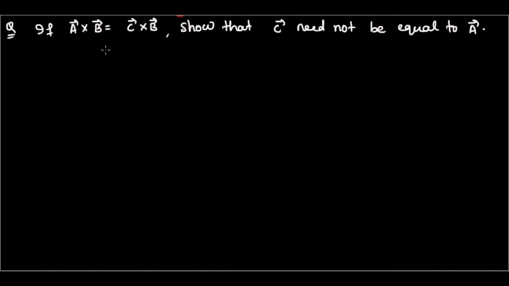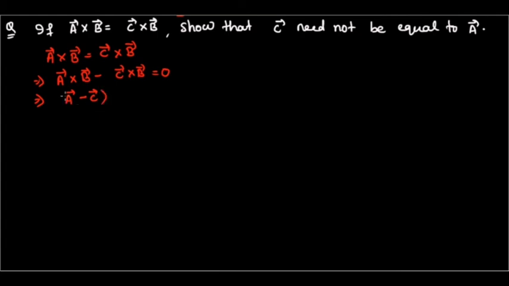So now look at the next question. The question is, if A vector cross B vector is equal to C vector cross B vector, then show that C vector need not be equal to A vector. So it is given that A cross B is equal to C cross B. That implies I can write it like this: A cross B minus C cross B is equal to 0. That implies if you take B vector common, then you will get (A vector minus C vector) cross B vector, that is equal to 0.